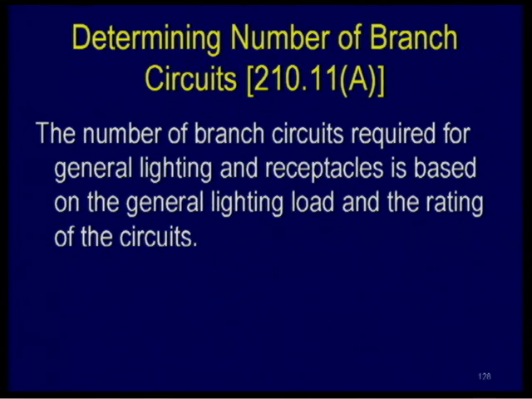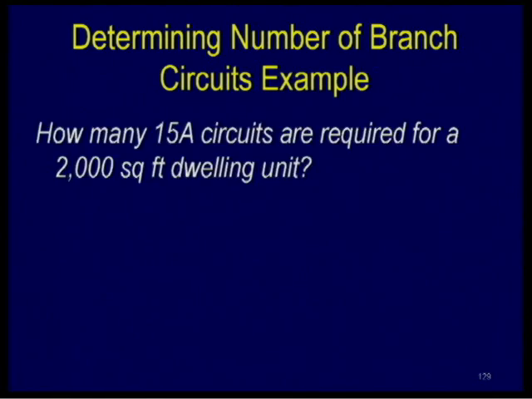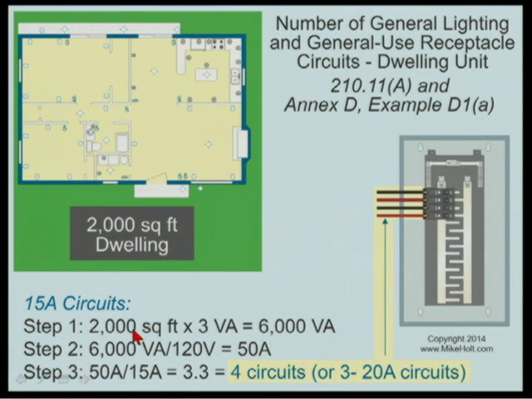So what we're looking to do now is find out, how many circuits are required? 210.11(A) says this: the number of branch circuits required for dwelling, general lighting, and receptacles is based on the general lighting load and the rating of the circuit. So how many 15 amp circuits are required for a 2,000 square foot dwelling unit? Well, 2,000 square feet times 3 VA gives me 6,000 VA. If it was 120 volt circuits, which they are, we divide that by 120. That means I need 50 amperes worth of branch circuits.